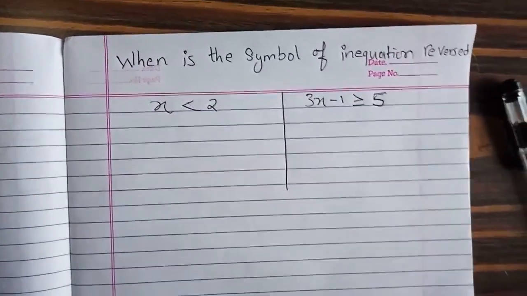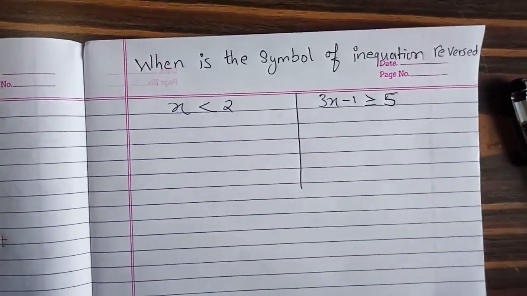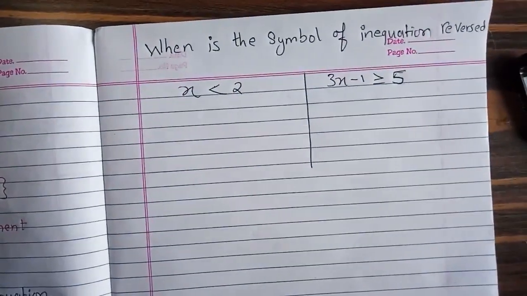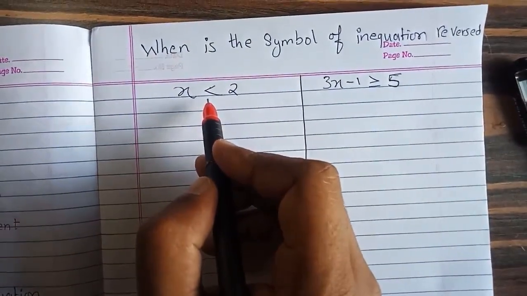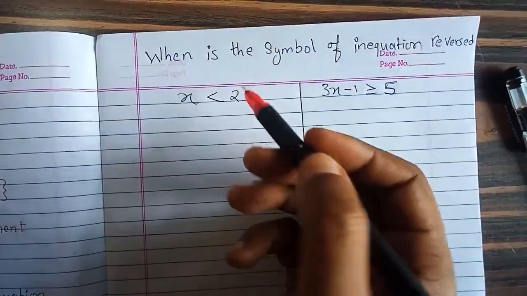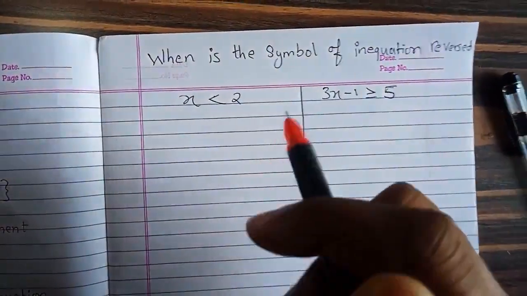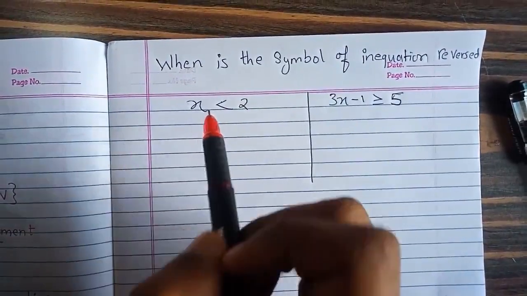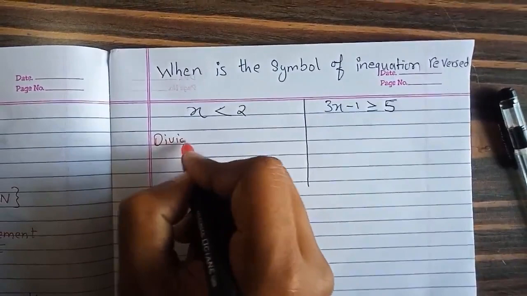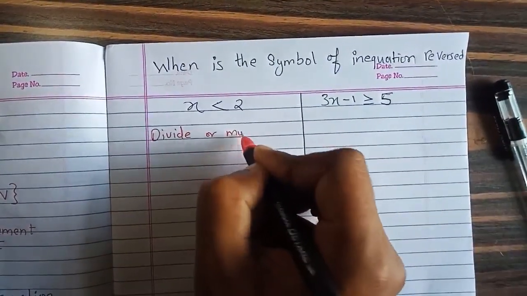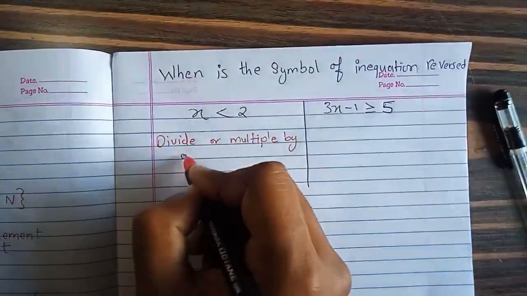The next question is, when is the symbol of an inequation reversed? Now you need to understand this. It's not necessary that this sign is only going to be reversed at the end or at the last step. This can also be reversed in the very first step. The symbol can be reversed only and only when I divide or multiply by a negative number.